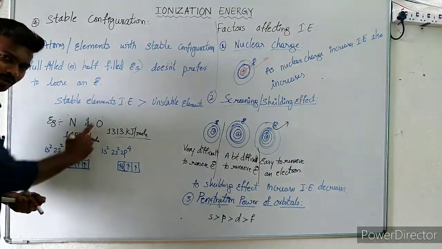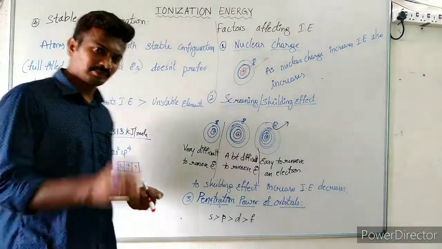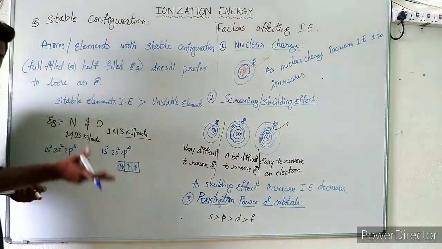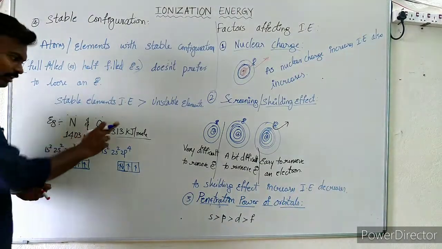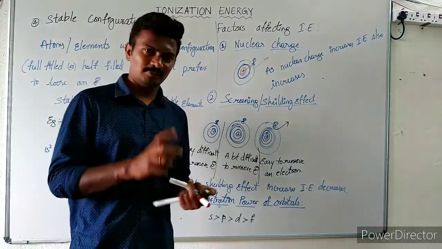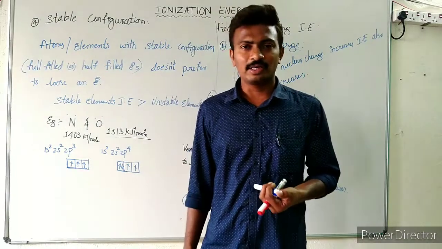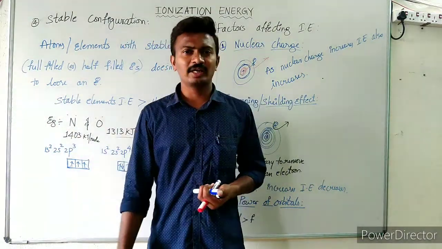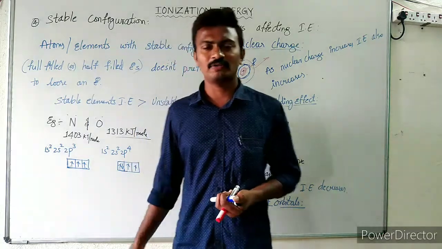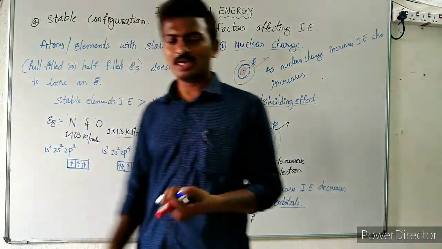So actually oxygen should have greater ionization energy with respect to nuclear charge, but due to the stable configuration differences, nitrogen is having greater ionization energy than the oxygen. This is the best example. So you may be facing this question very frequently: why is the ionization energy of nitrogen greater than oxygen, even though the nuclear charge of oxygen is greater than the nitrogen? Right. For that, this is the explanation.